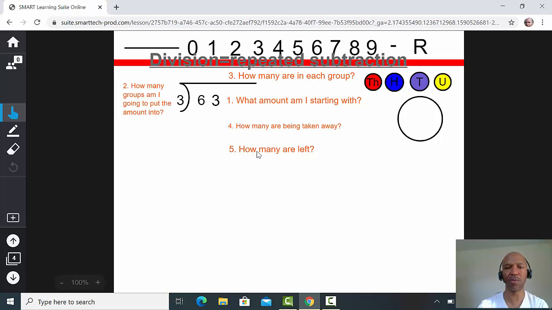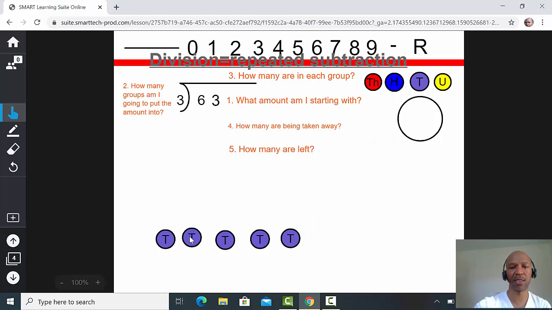So to start, we're going to model what 63 looks like. 63 is made up of 6 tens and 3 ones. So I'm going to get 6 tens: 1 ten, 2 tens, 3 tens, 4 tens, 5 tens, 6 tens, and 3 units: 1, 2, 3. 3 units.